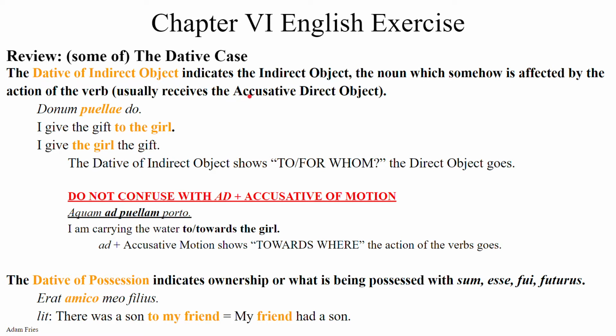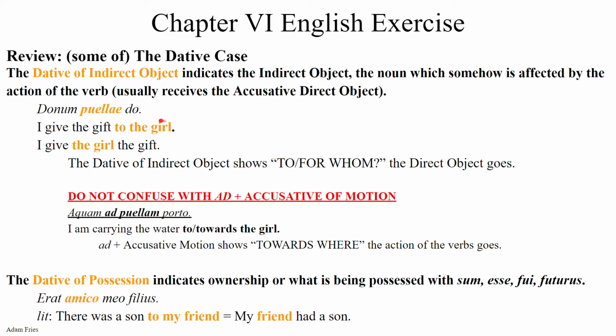Usually the dative indirect object receives the accusative direct object. So donum puellae do, I give the accusative direct object gift to the dative puellae, to the girl. The gift to the girl I give. We could also say I give the girl the gift, because English has this nifty thing with word order where we have the subject, we have the verb. If we put the indirect object immediately before the direct object, that's how that works. Otherwise, we can use the prepositional phrase to or for the noun. I give the direct object to the indirect object.